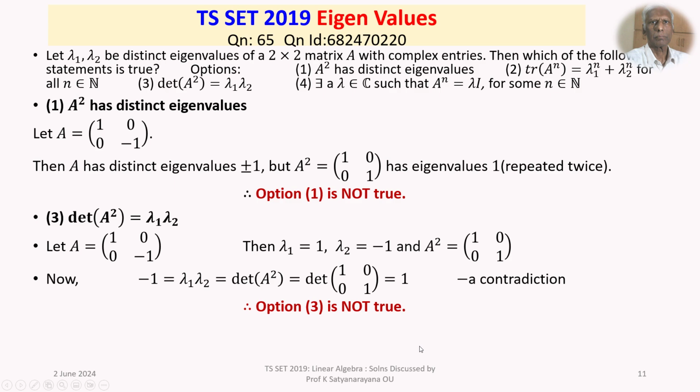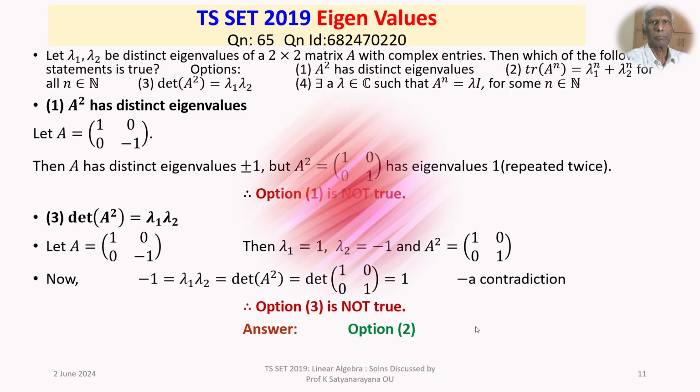Summarizing all these things which we have already seen, option 2 is the answer for us. So the answer to this question is option 2. That is the detailed discussion of the solution of 5 questions from linear algebra that appeared in the TS SET 2019 examination. And I am sure that you have understood the solutions of all these 5 questions.